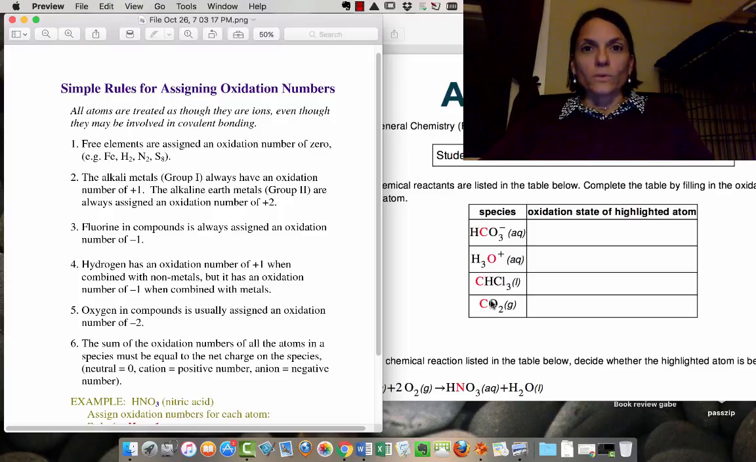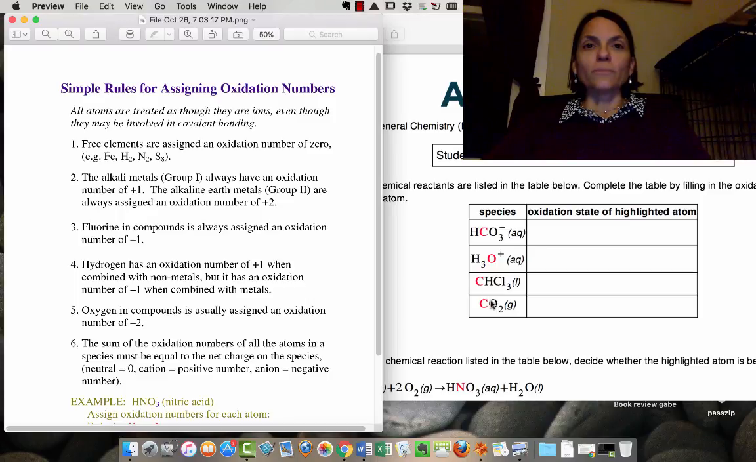And the most important rule is that the sum of all the oxidation states in the compound must equal the overall charge on the species. So if it's a neutral compound, all of the oxidation numbers must add up to 0. If it's a polyatomic ion, for example nitrate, which has a -1 charge, the oxidation states of all the atoms in the molecule have to add up to -1. All right, so let's look at some examples.